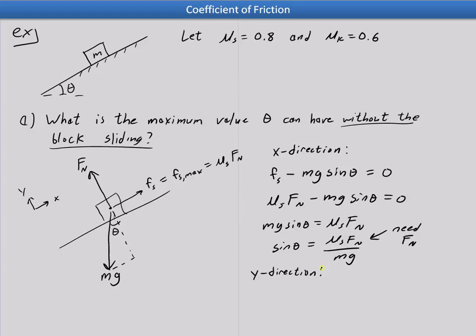So in the y direction, upward we have the normal force, and downward we have mg times cosine theta. That's this component of gravity. Those are the only forces in that direction. The net force in the y direction has to be 0. So that tells us what the normal force is. The normal force is equal to mg times cosine theta. Great. So now we can plug that in to our first equation. Let's do that on the next slide.